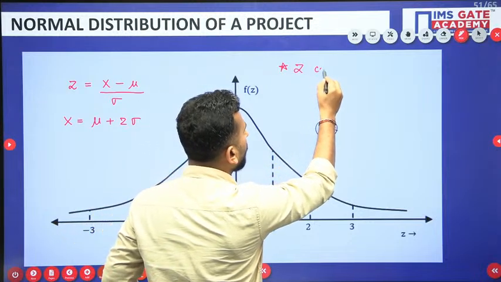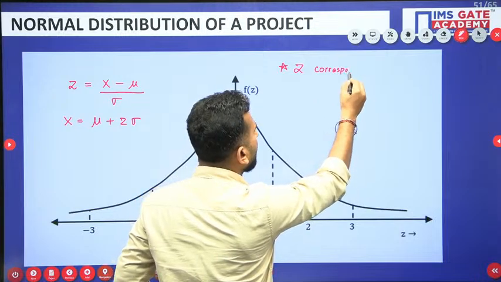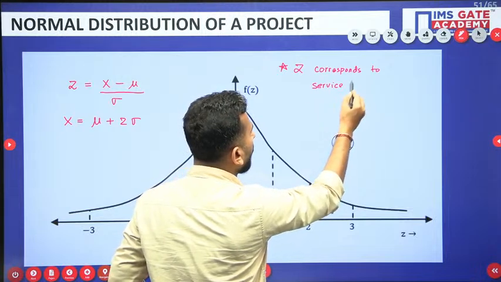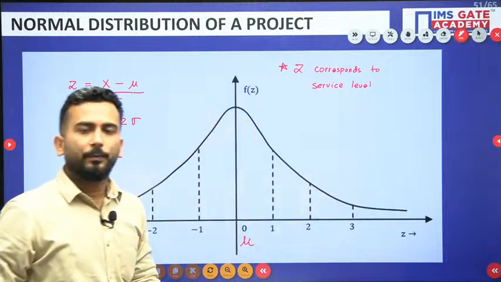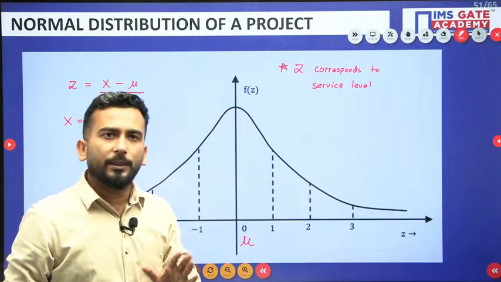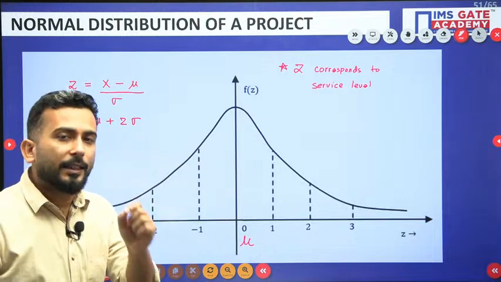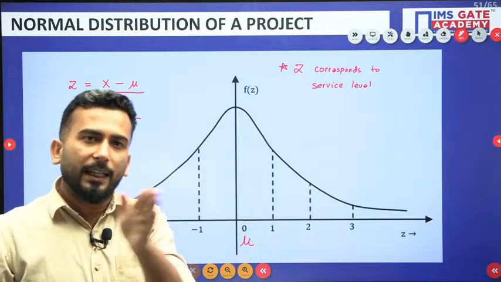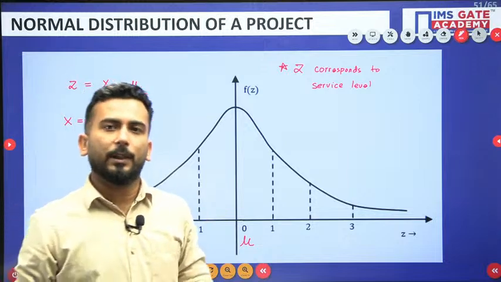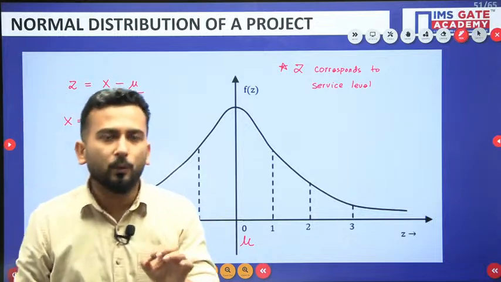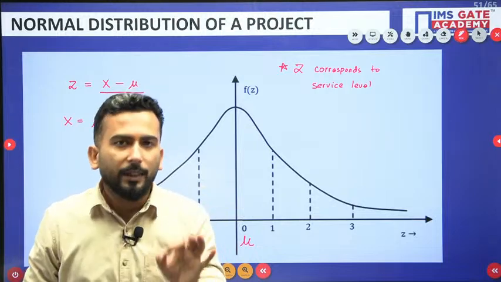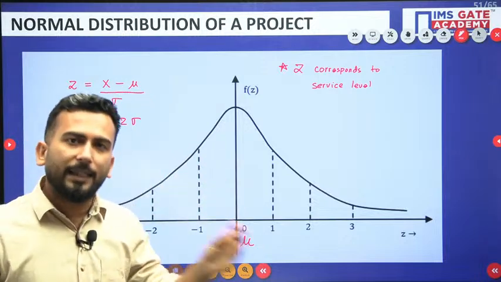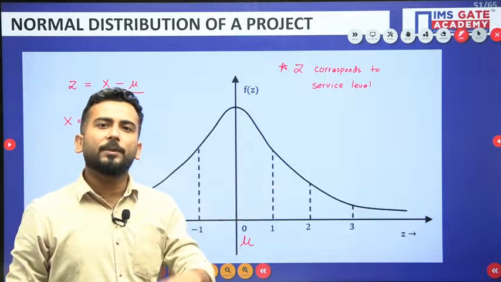Now my dear friend, the third important point you should know is that Z corresponds to service level. But how? Corresponding to a particular z value, whatever area is there on the left hand side of it, that is equal to service level. Again I am repeating, corresponding to a particular z value, whatever area is there on the left hand side of the curve gives your service level, and area gives probability. Area on the normal curve gives us probability.